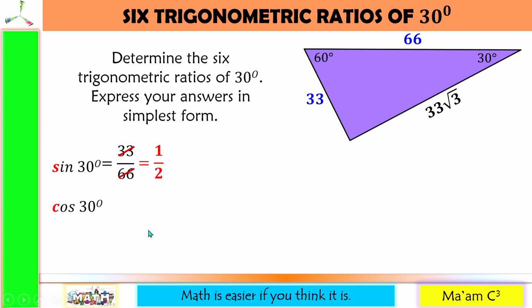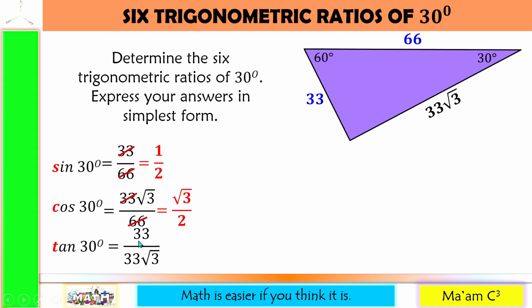Next one, cosine 30 degrees. Cosine is CAH, adjacent over the hypotenuse. 33 square root of 3 over 66. 33 and 66, we have 1/2. So it will become square root of 3 over 2. Next one, tangent 30 degrees. Tangent is TOA, opposite over adjacent. 33 here will cancel out. So we have 1 over square root of 3. Rationalize, simplify, square root of 3 over 3.